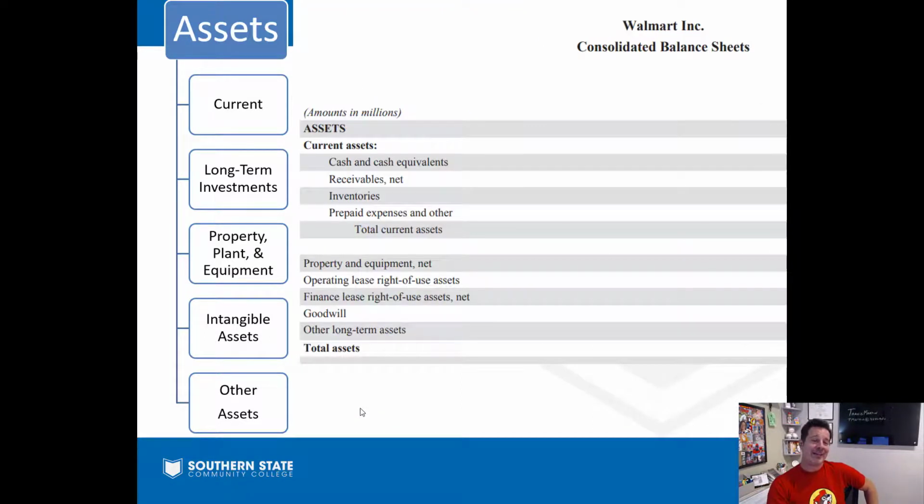Oh, I can. Here's Walmart. And I didn't cherry pick these, gang. This is just a layout that we follow under GAAP. Current assets at the top. And then again, in order of liquidity, cash, receivables, inventories, prepaids, and other current assets. Total current. Walmart doesn't report any long-term investments right there, but they do have property and equipment. Operating leases and finance leases are kind of considered part of property, plant, and equipment. I'll get into another chapter on that in the second term. And there's our intangible assets for Goodwill and then other long-term assets.